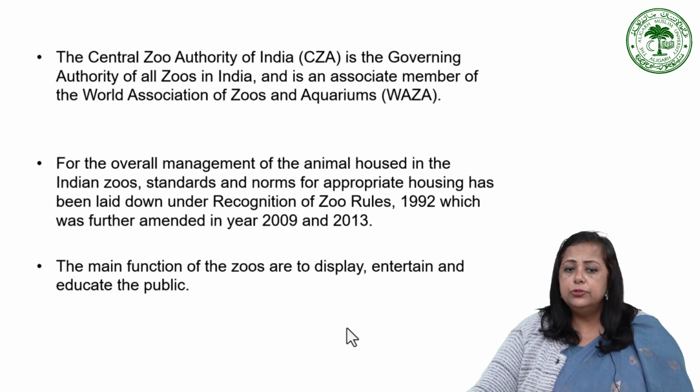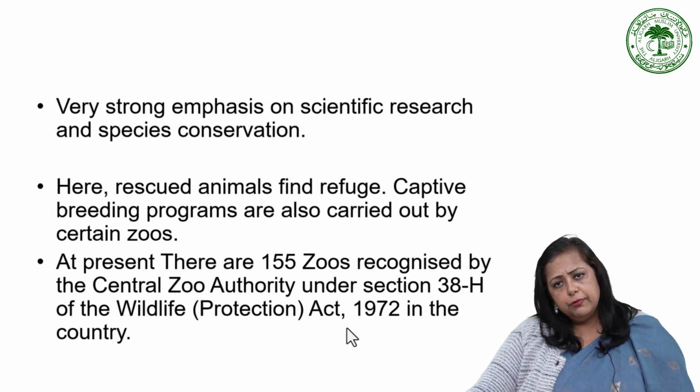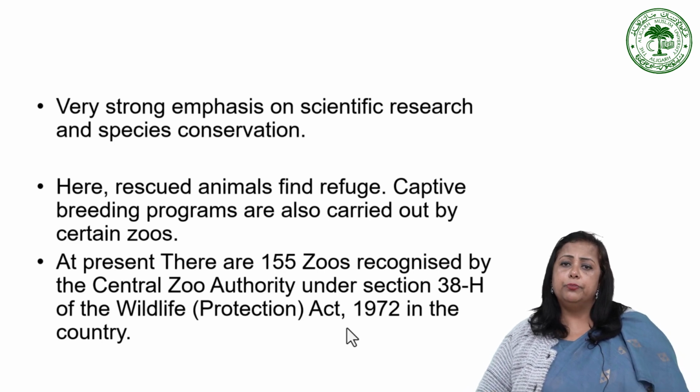The main functions of zoos are to display, entertain, and educate the public, and create awareness among the masses. There is a very strong emphasis on scientific research and species conservation. Here, rescued animals find refuge in zoos. Captive breeding programs are also carried out by certain zoos. At present, there are 155 zoos recognized by the Central Zoo Authority. There are many private zoos that existed before this rule, before this amendment. They all were private zoos.